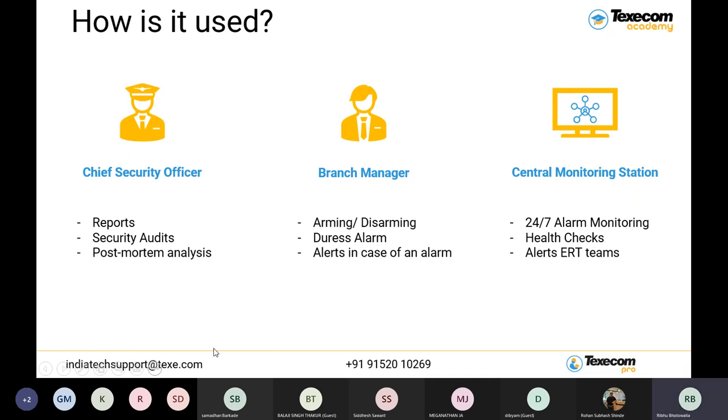Right. Then alert the ERT teams. Once the CMS has received any alarm signals or any high priority signals, the CMS will inform the concerned authority so that appropriate action can be taken. So this is all about how it is used: number one, how the chief security officer will use the IDS system, or how it is useful for the chief security officer, then for banks, and then for the CMS software, right?